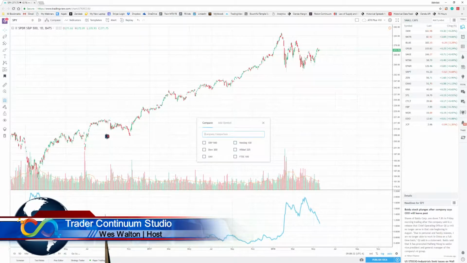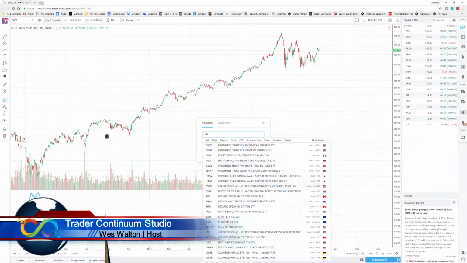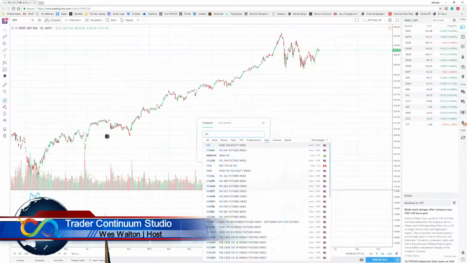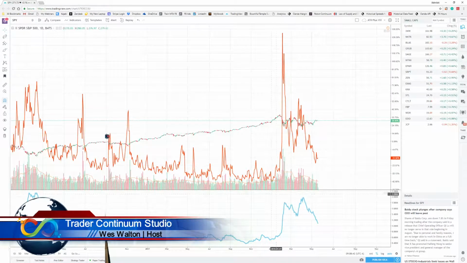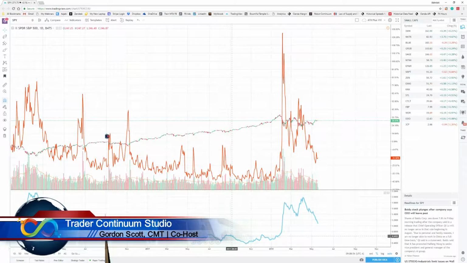If you wouldn't mind just typing in VIX. Yep. And index, there it is. Okay. And we'll have to use our imaginations a little bit, but you see what's going on here? This is the percent normalized ATR, and this is the VIX. See how similar they look? They look really very similar with some important differences.